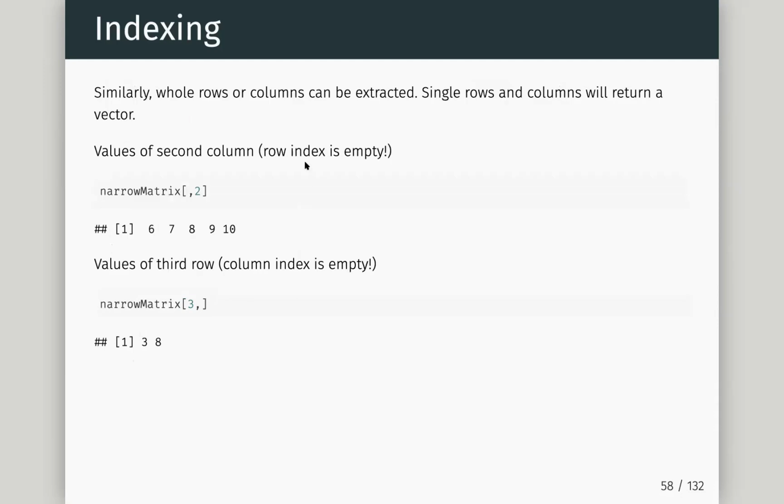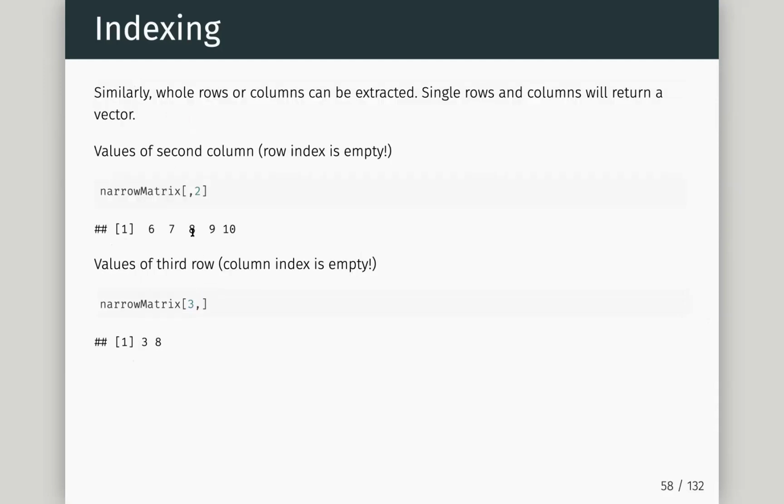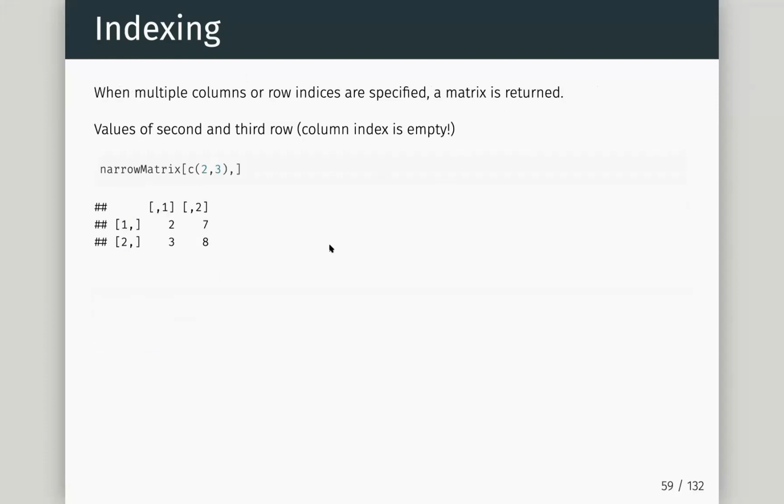The nice thing about this is we can actually extract whole rows and whole columns at a time. If I want to extract a whole column, I can take our matrix and I just don't put anything in the index position before the comma. So here I have 2, 1, saying get the second row, first column. If I entirely leave out the first index, it's going to give me back the whole of that column, and it gives it back as a vector. If I want to get just the third row, I leave the column index empty, I just specify the row index, and I get back the third row.